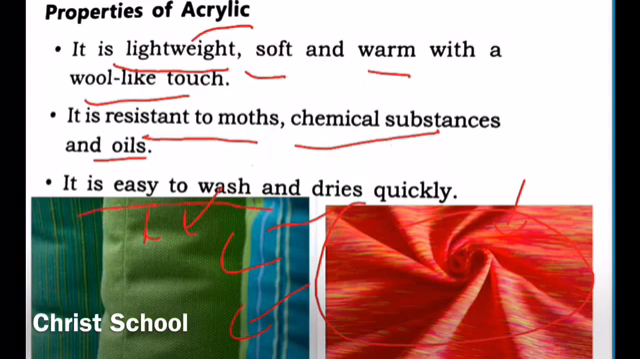Next, it is easy to wash and dries quickly. Again, wool clothes are very difficult to wash and it takes time to dry. But acrylic is better than wool, we can say, because it is soft and lightweight, so it is easy to wash and it absorbs less water, so it will definitely dry quickly. So these are the advantages of acrylic fibers.